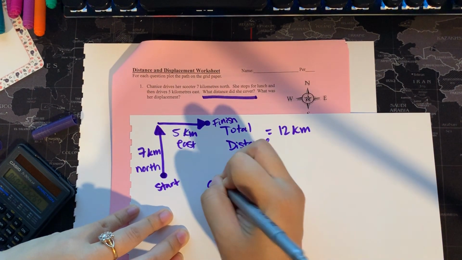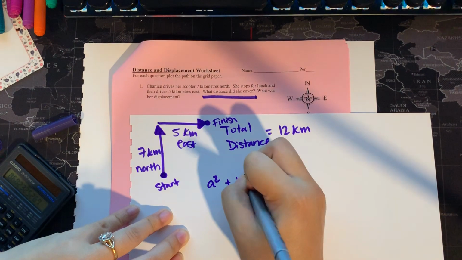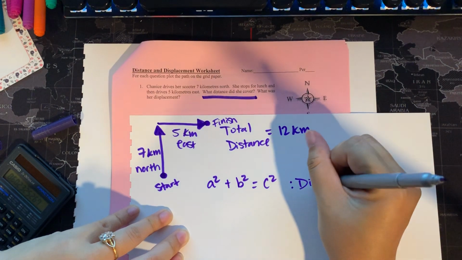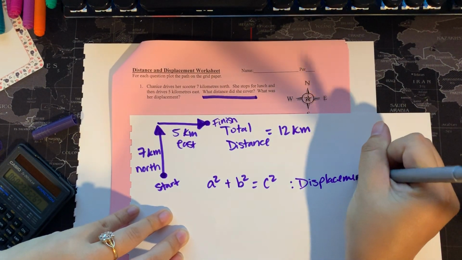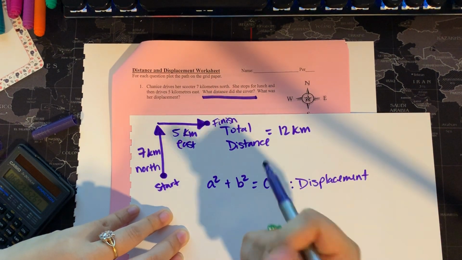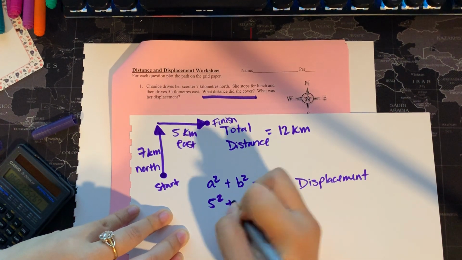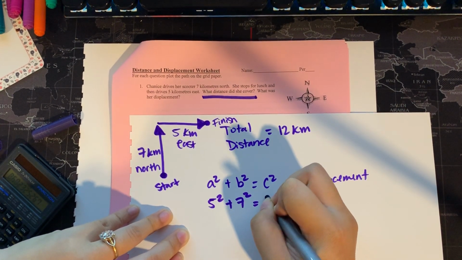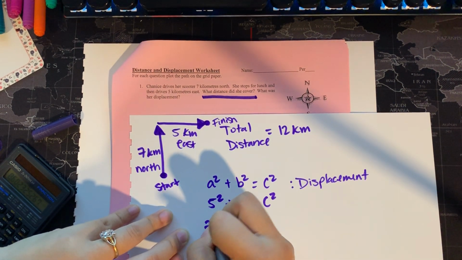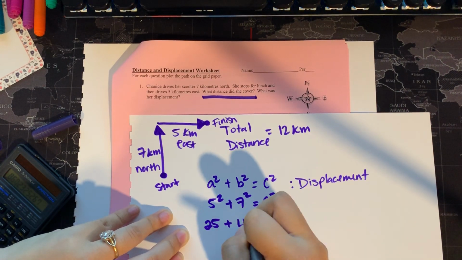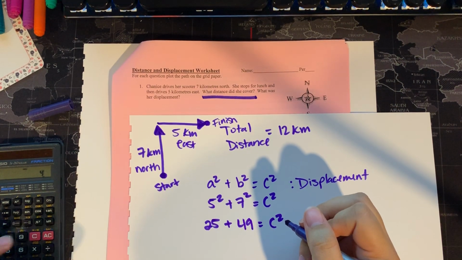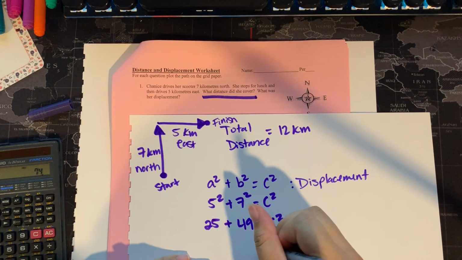So, same thing. A squared plus B squared is equal to C squared. Okay, this is for displacement. Alright, A squared, shortest side. Okay, that will be your 5 squared plus 7 squared is equal to C squared. Okay, so 5 times 5 is 25. Again, 7 times 7 is 49. Okay, it's equal to C squared. 25 plus 49, we just did this, is 74.